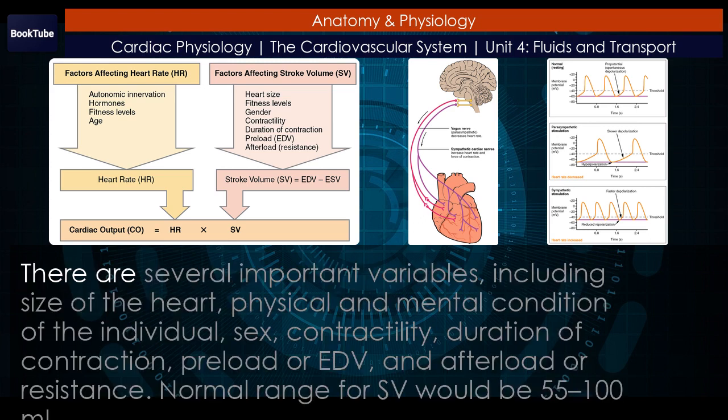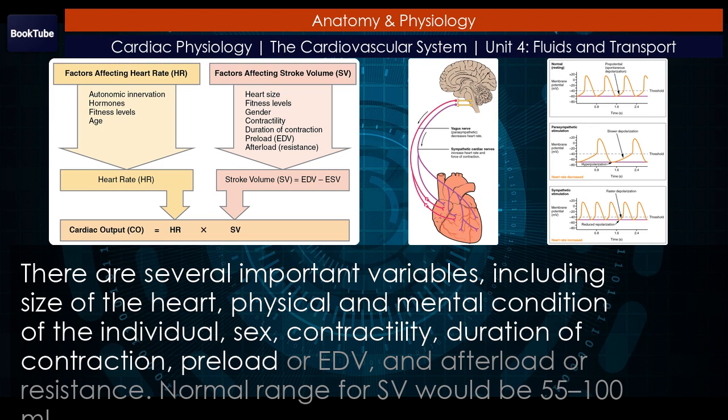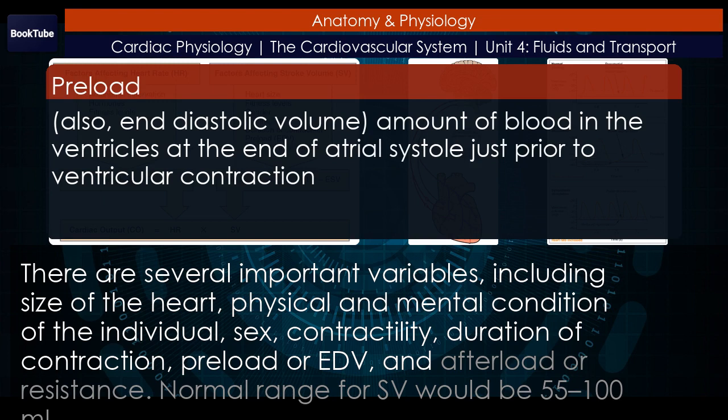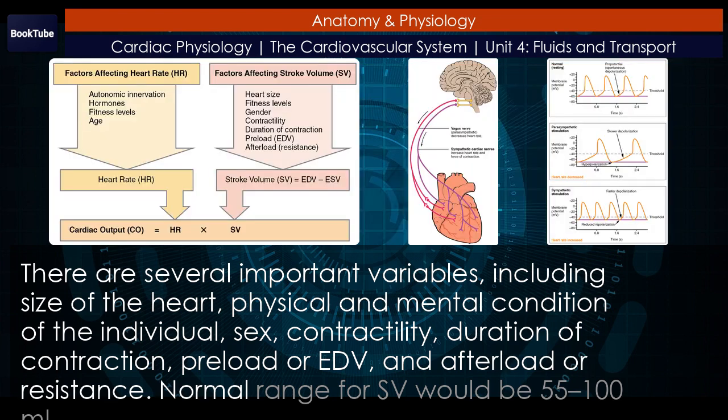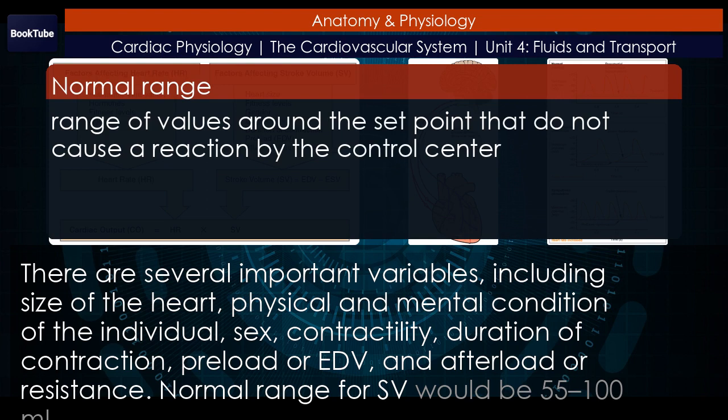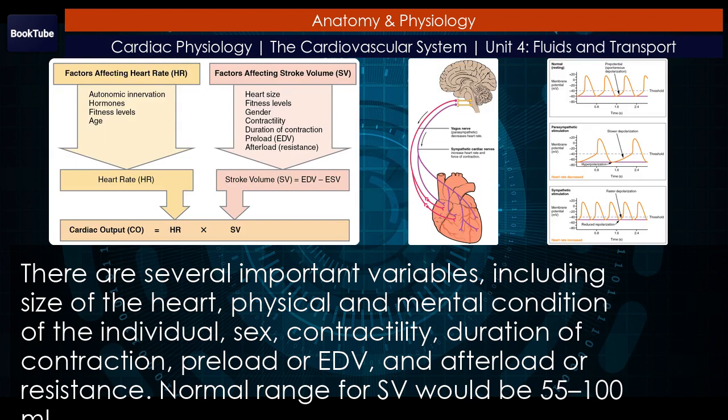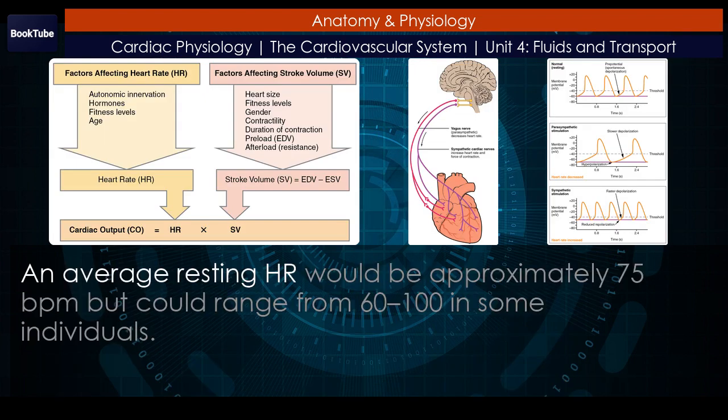There are several important variables, including size of the heart, physical and mental condition of the individual, sex, contractility, duration of contraction, preload or EDV, and afterload or resistance. Normal range for SV would be 55 to 100 milliliters. An average resting HR would be approximately 75 BPM but could range from 60 to 100 in some individuals.